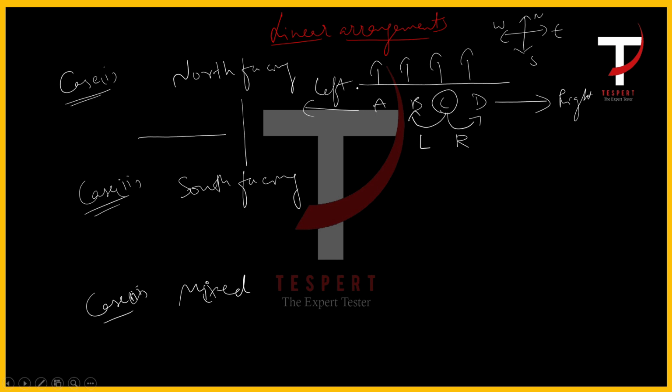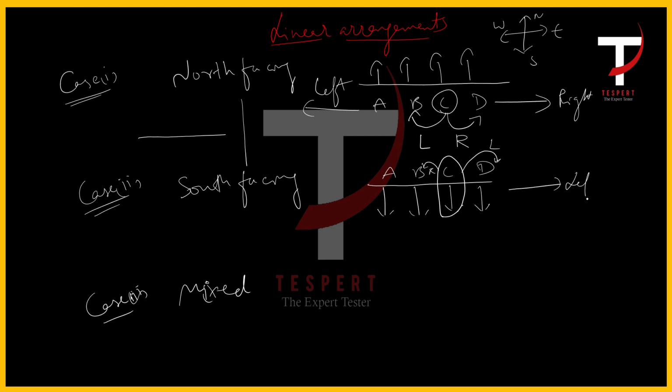Whereas in south facing, we have A, B, C, and D. So in south facing, who is immediate right to C? B is immediate right to C. Who is immediate left to C? D is to the immediate left to C. So in south facing, this is the left direction and this is the right direction.